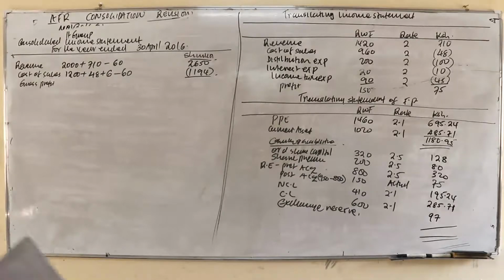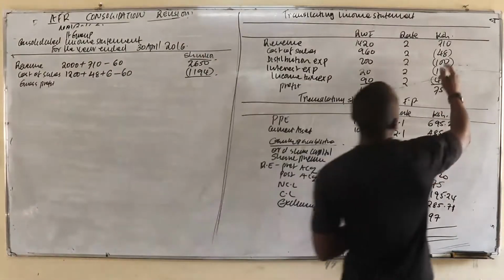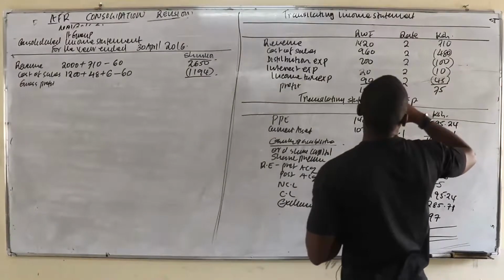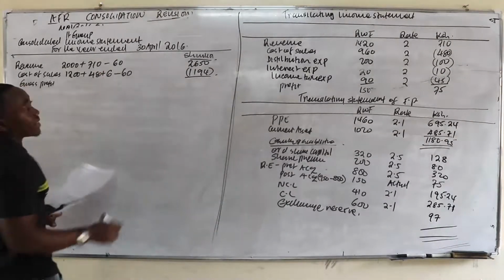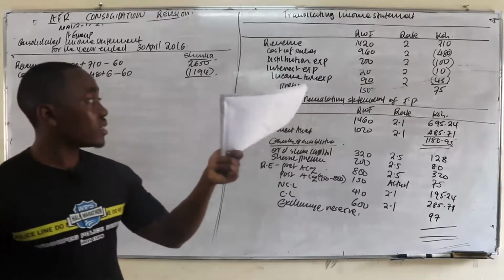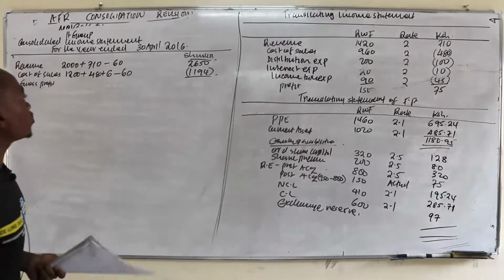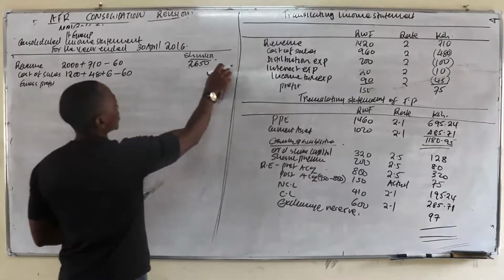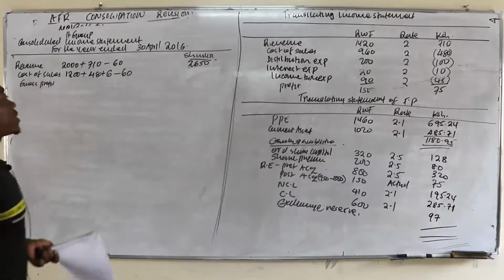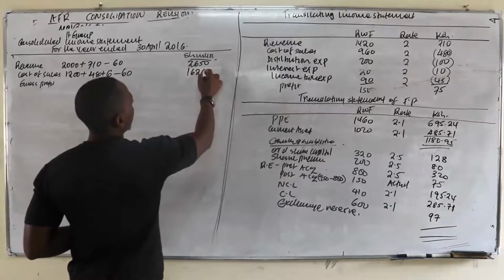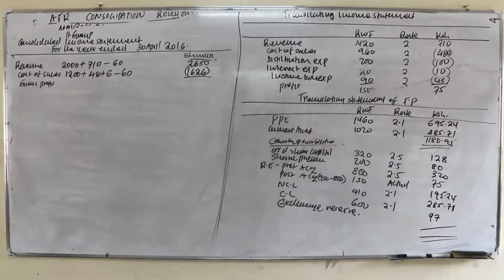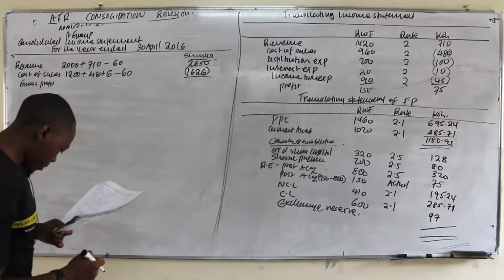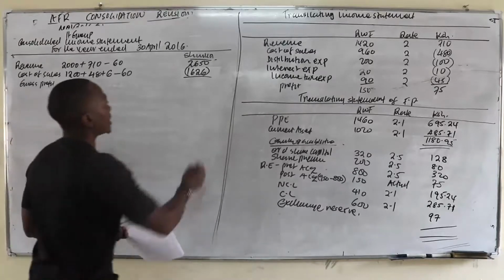This was 480. It should be 480, but that one does not affect the profit. Therefore this will change, to 1626. Yes, the profit does not change. The profit was 75. Therefore, how much is the gross profit? 1020.